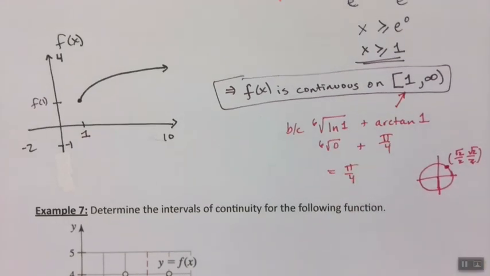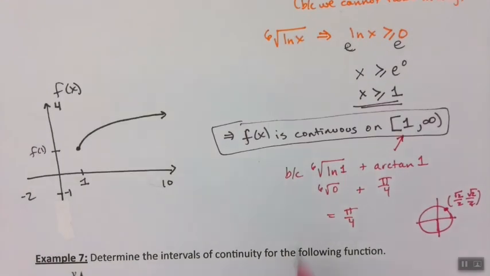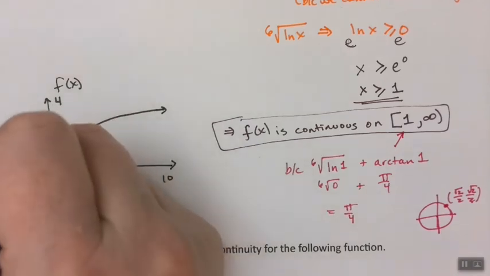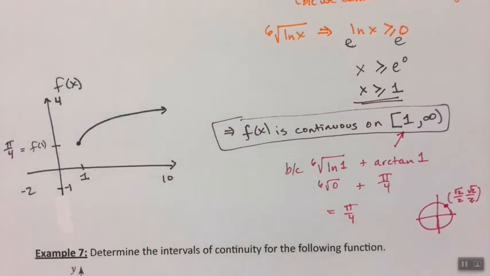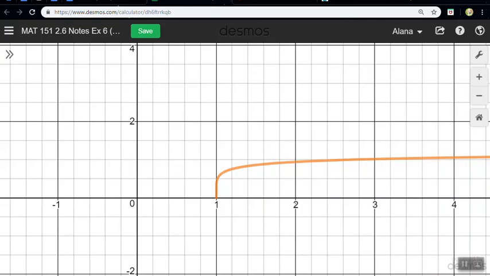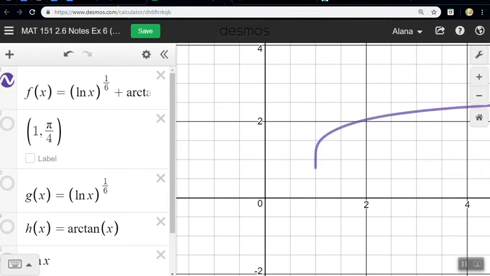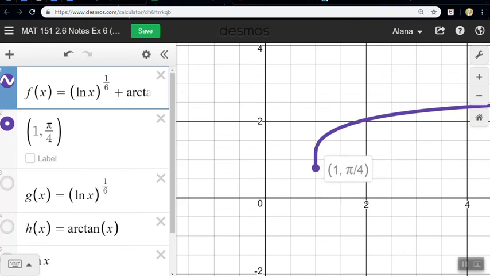But that's exactly where my function's heading towards. I'm heading towards pi over 4. So this function value is pi over 4 over here. And if you don't believe me, I can pull it up in Desmos right here. Let me turn off the pieces and actually turn back on the function. And you can see we're heading right in there to 1, pi over 4. Actually made it a point just so you could see it, but it would go there no matter what. So it's heading to that f of 1 value. So it is continuous on 1 to infinity.